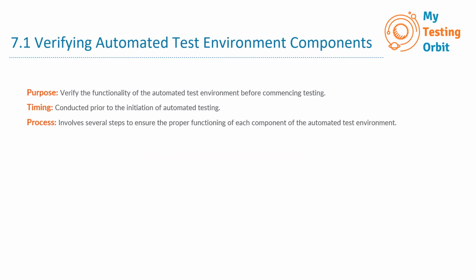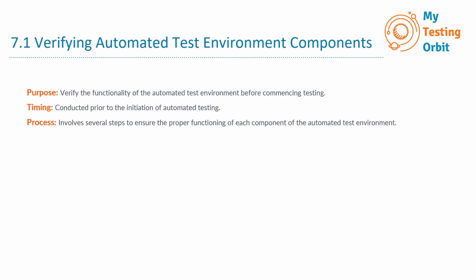Before starting automated testing, the team needs to check if the automated test environment is all set and working correctly. This pre-testing phase involves a bunch of checks and balances to make sure that everything is in place and running smoothly. This means that they go through each part of the automated test environment to make sure that it is doing what it's supposed to do. Think of it as a sort of pre-flight checklist before taking off with automated testing.